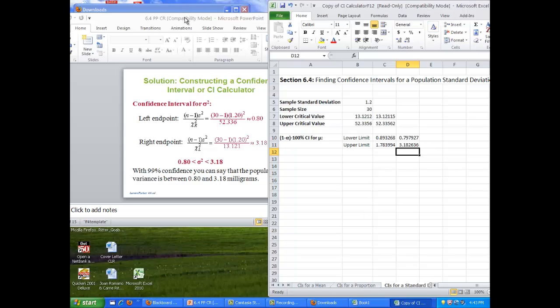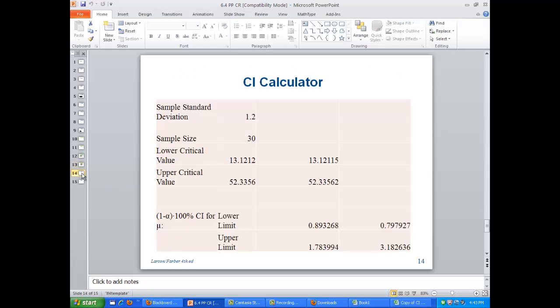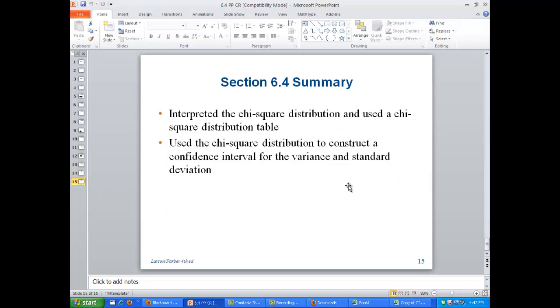So now we can say with 99% confidence that the population variance is between 0.80 and 3.18 milligrams. All right, so when you use your CI calculator, these are the numbers that we found for this example. So that's our summary. We interpreted the chi-square distribution, and we used it to construct a confidence interval.